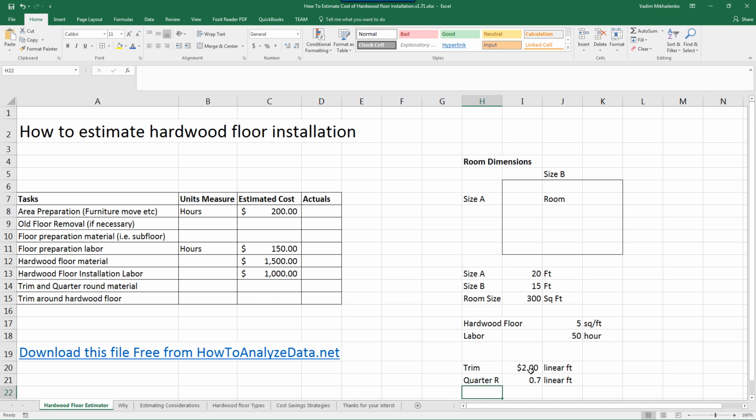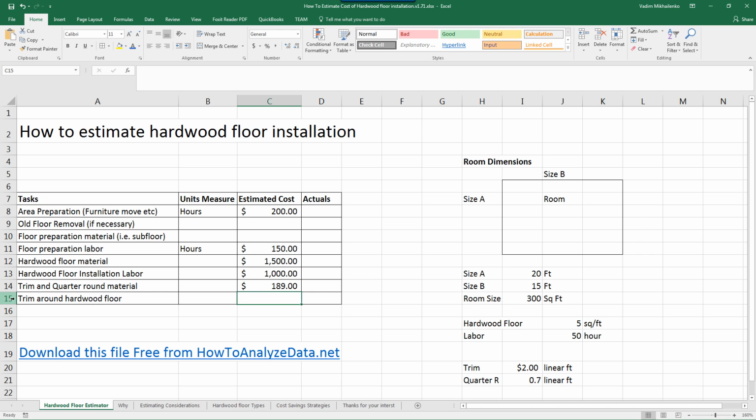And again, you probably need to find out what it actually costs for your type of trim and quarter round, or maybe a different type of finish that you want to put on your hardwood floor. In terms of linear feet, I mentioned 70 linear feet. That's 15 plus 20, that's 35, multiplied by 2, that's 70. So to estimate the cost of material, that would be 70 multiplied by 2.7, and that's 189 dollars.